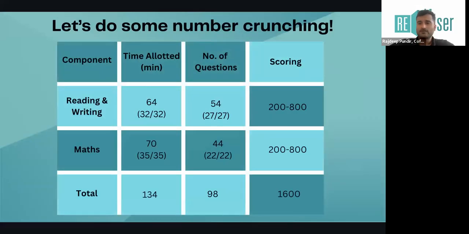Let's try and understand some of these sections, right? As I said, English and maths. So in English, you'll have a total of 2 modules. You have a total of 54 questions in 64 minutes. Maths will have 44 questions in 70 minutes. For both these sections, the minimum score that you can get is 200. The maximum that you can get is 800. So overall, it's on a scale of 400 to 1600 points.